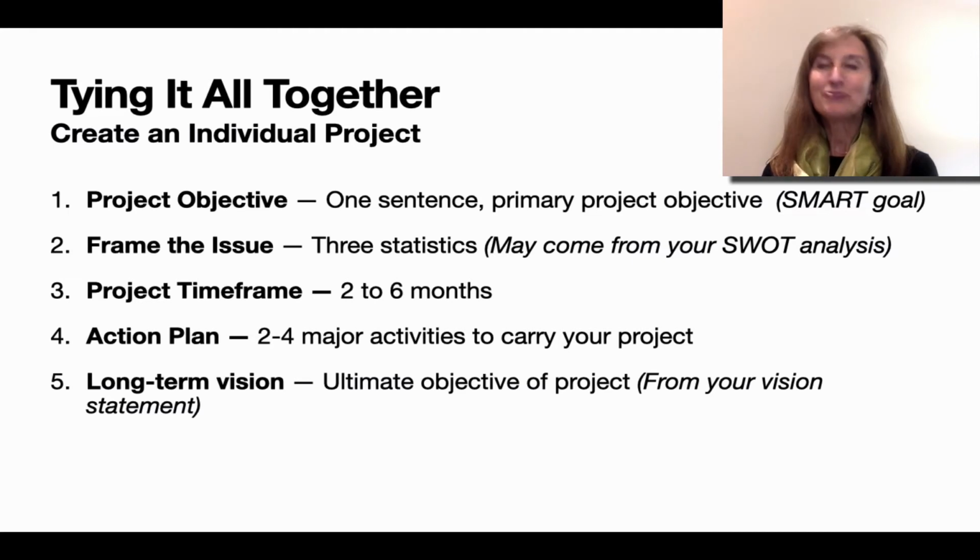Then, how would you frame the issue? Grab 3 statistics about what might be the problem that you identified as a result of your SWOT analysis. Then the time frame, considering this project could be done over 2 to 6 months. Then you're going to create an action plan, just as we've described here, with 2 to 4 major activities, and then those activities broken out into subtasks. You want to also include your long-term vision.